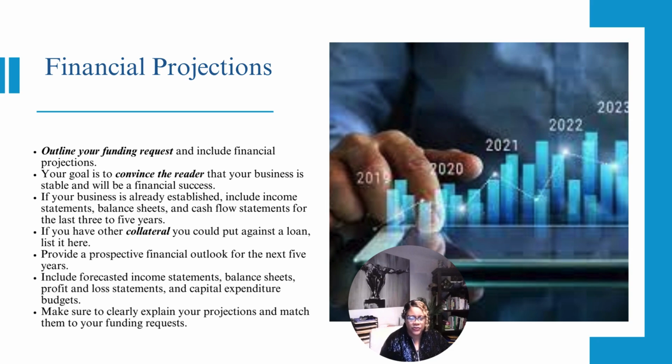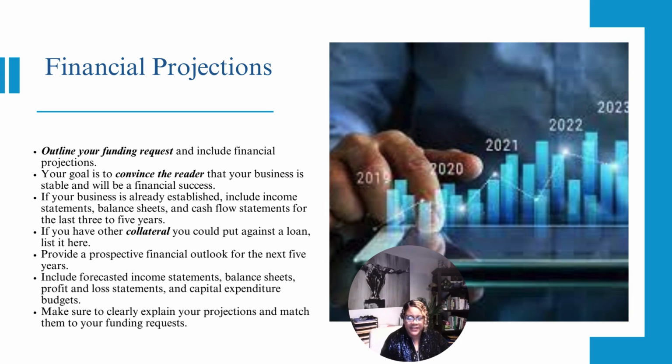Financial projections also need to be included in your business plan. You want to outline what the funding request is and include financial projections. Your goal is to convince the reader that your business is stable and will be a financial success. If your business is already established, include income statements, balance sheets, and cash flow statements for the last 3 to 5 years. If you have other collateral you could put against the loan, this is where you would list it.